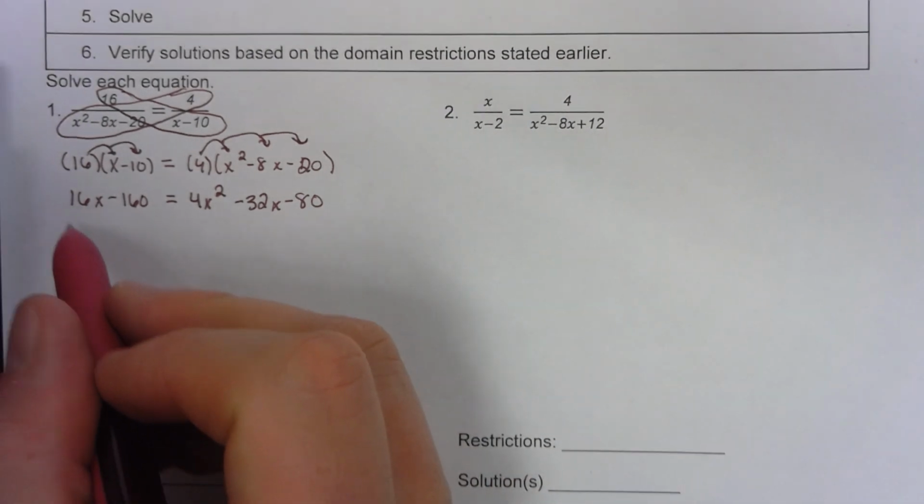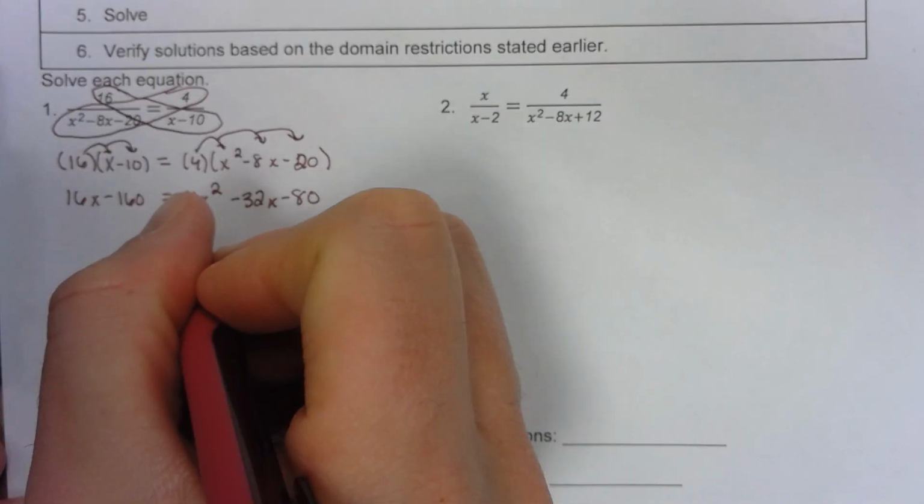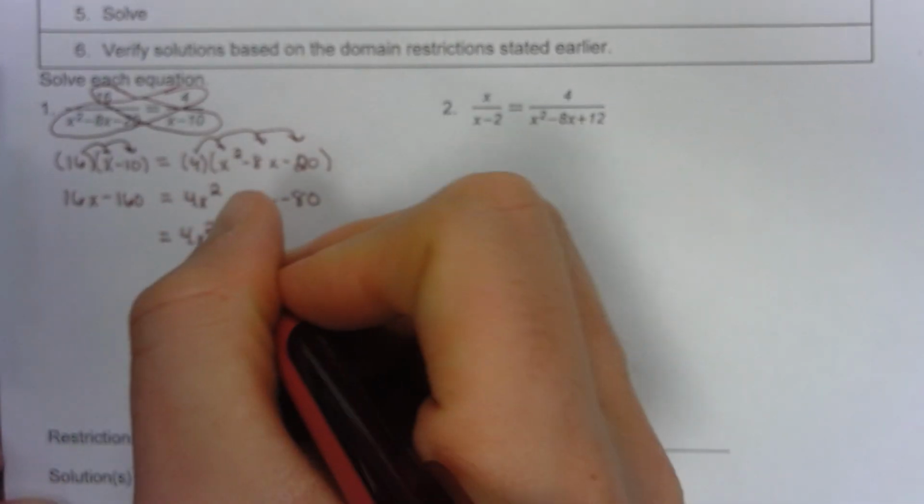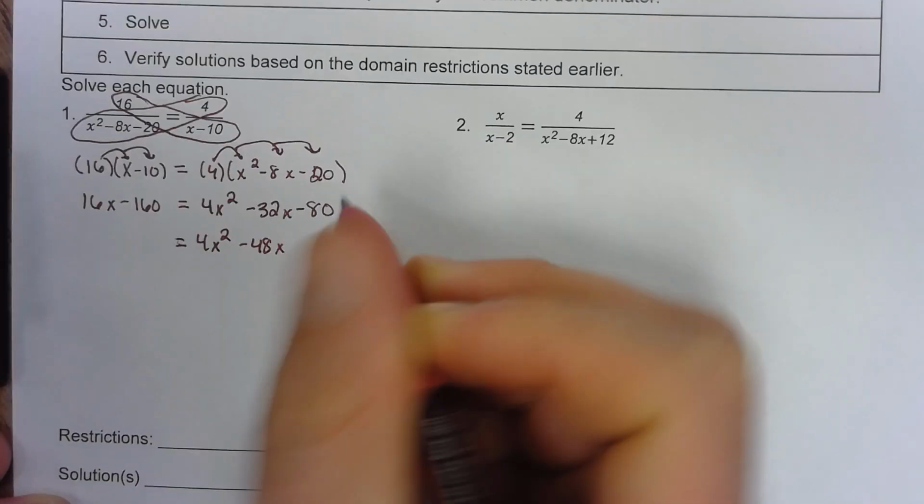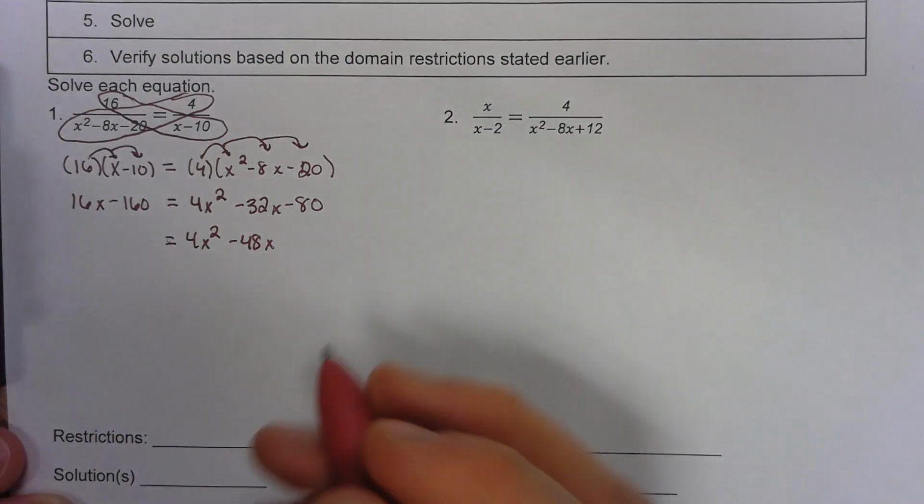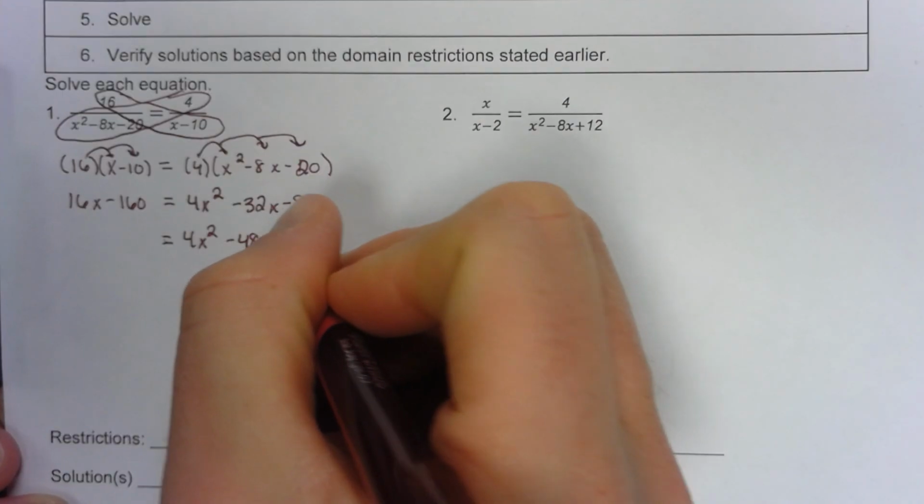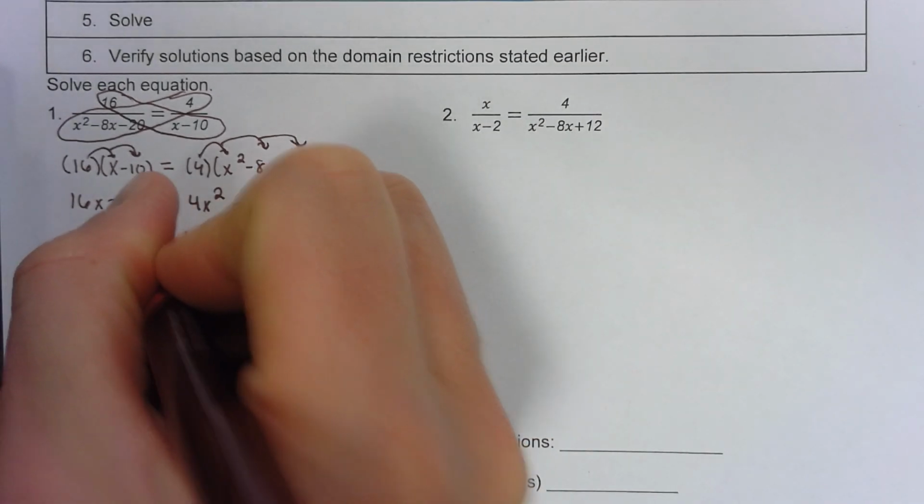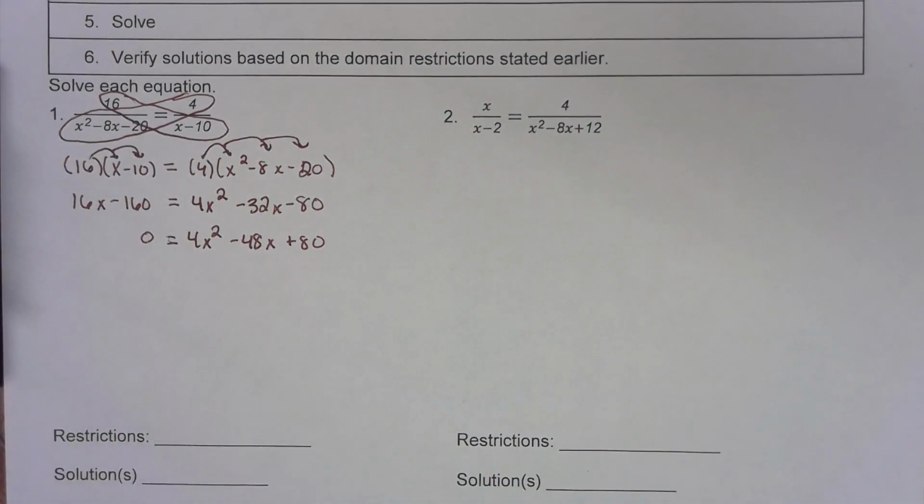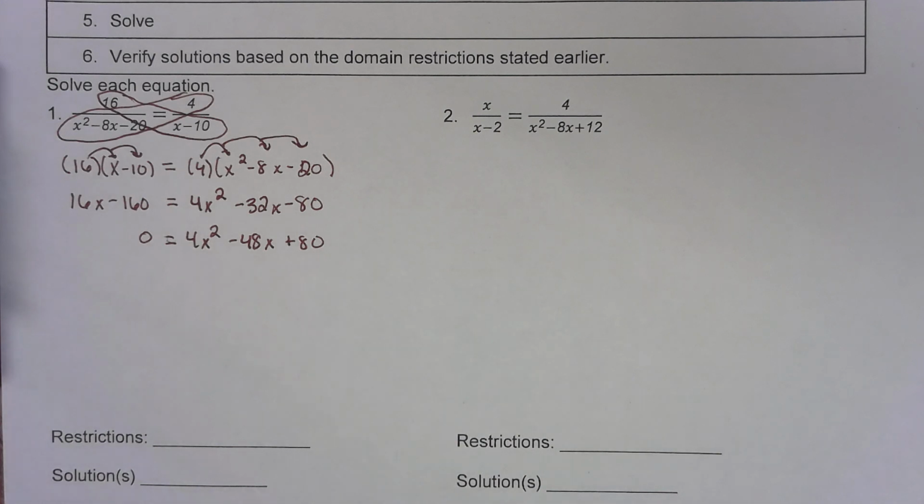Okay, so I'm going to subtract 16x to the other side, making that 4x squared minus 48x. I'm going to add 160 to the other side, making that plus 80. And now the left side is 0. Okay, so you can see why we've spent so much time, even dating back to last semester, of solving quadratics and solving polynomials. They show up all over the place. Okay, basically in every unit from here on out, we'll continue working with quadratics.